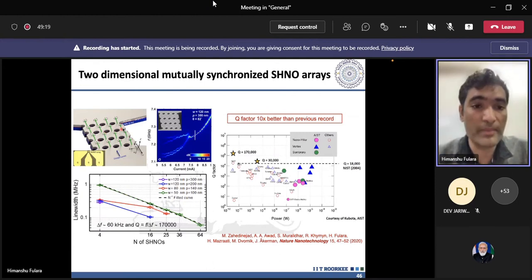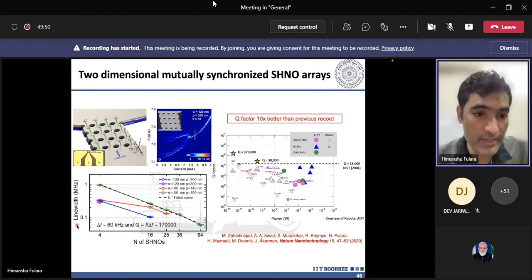Then we have also fabricated these oscillators in other geometries, like this two-dimensional geometry. In two-dimensional geometry, the advantage is you can study a large number of oscillators. For example, here we have studied up to 8 by 8 oscillators, so 64 oscillators in an area of less than a square micron. This geometry allows you to incorporate a large number of oscillators, and then you can increase the output signal and the coherency of the signal.